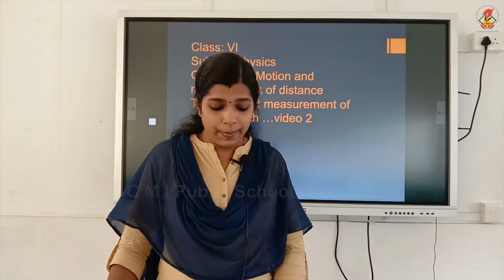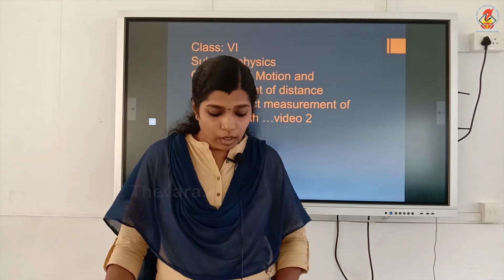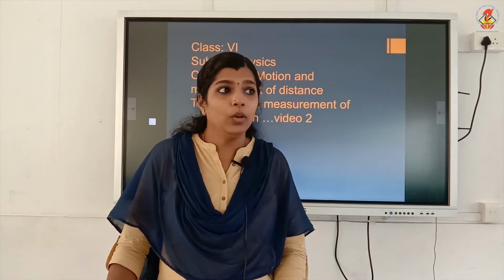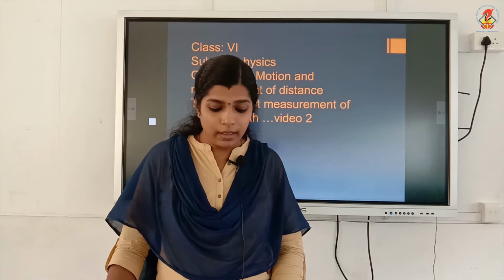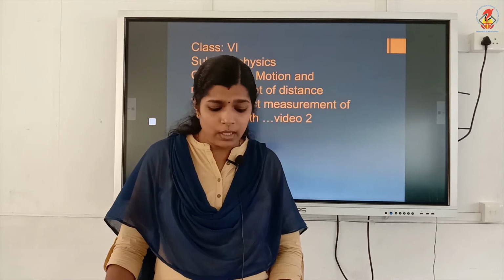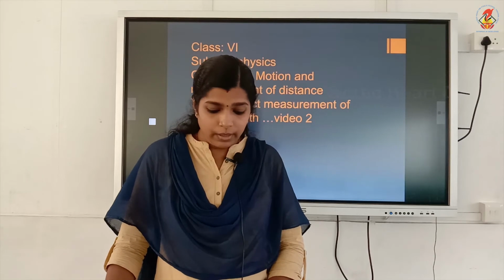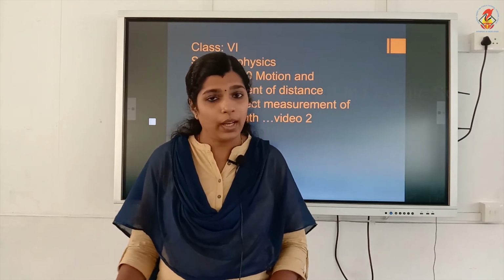Rulers, meter scales and measuring tapes are some instruments commonly used for measuring length. Now, we need to measure the length of a line segment AB. A ruler can be used. The ruler is placed along the length with its zero point coinciding with the point A on the line. The reading on the ruler at the point B on the line gives the length of the line segment.